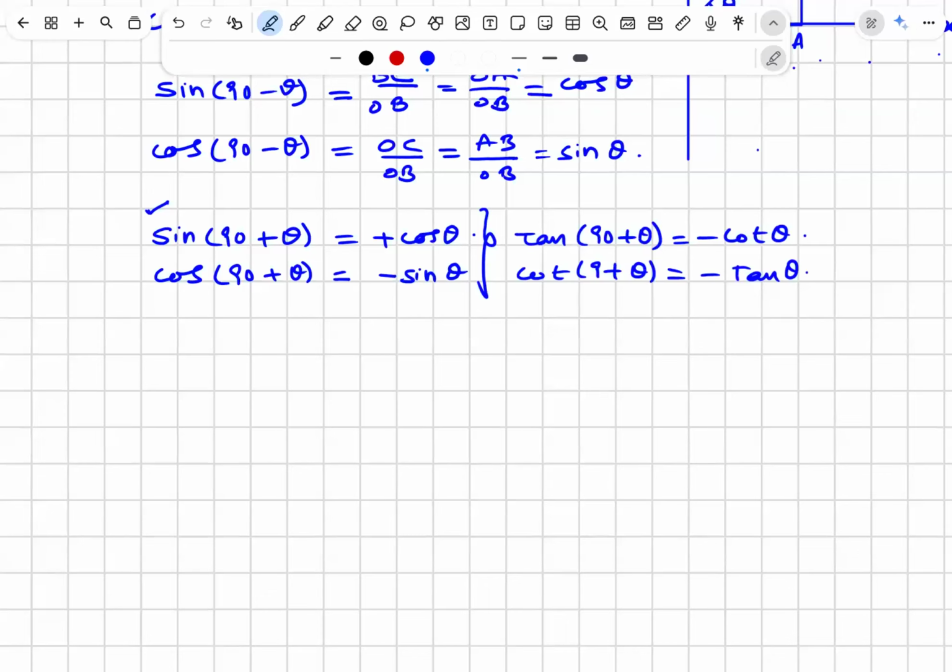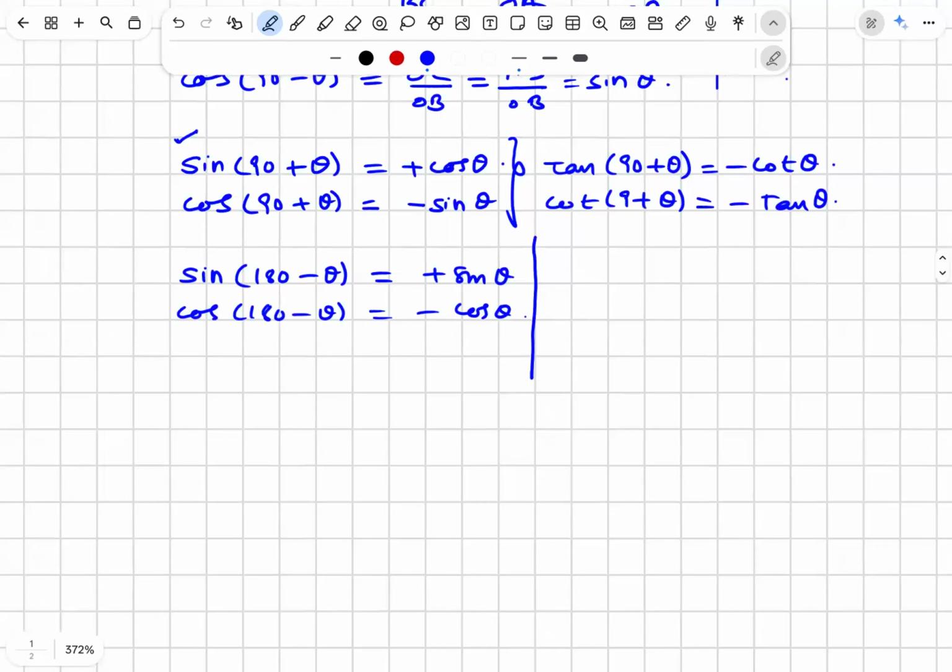Now move on to third quadrant. So one more important point, sin 180 minus theta. This is a plus sign. They are still in second quadrant. Whereas cos 180 minus theta is minus cos. They are still in second quadrant. But okay, next. I think you got all this logic very clear.